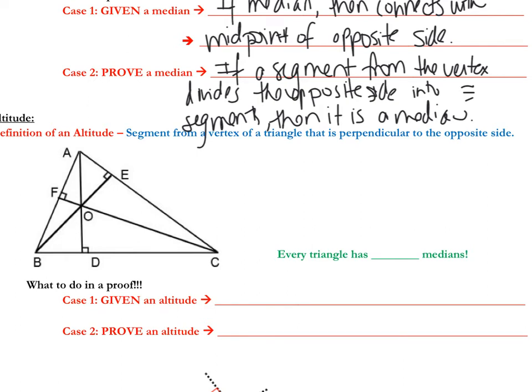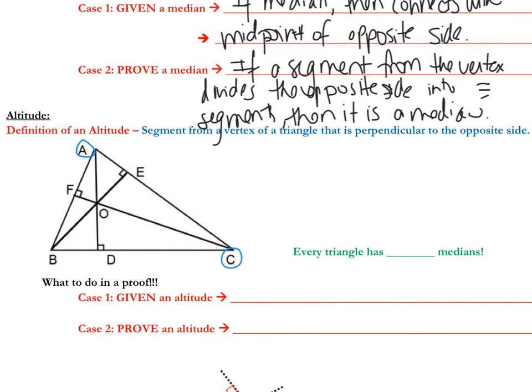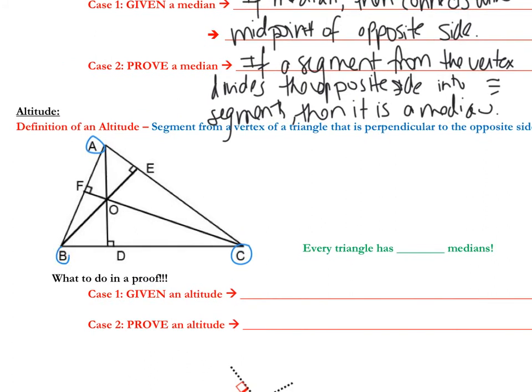Okay, and an altitude is a segment from a vertex of a triangle that is perpendicular to the opposite side. So once again, starting from a vertex, okay, and these are all of our vertices of a triangle. Okay, and we start at the vertex and we go perpendicular to the opposite side. And again, there's 3 altitudes.